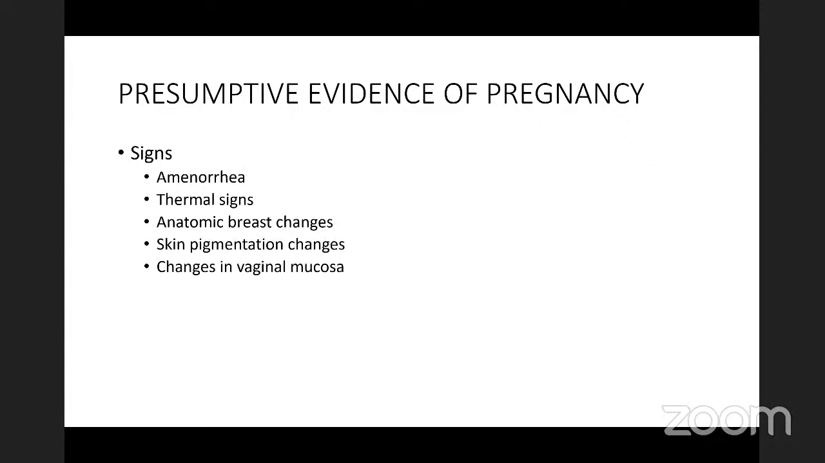Signs, presumptive. A lot of conditions may cause amenorrhea. Thermal signs, anatomic breast changes, skin pigmentation changes, and changes in your vaginal mucosa. So, consider pregnancy, but also rule out your other possible changes, possible systems involved.